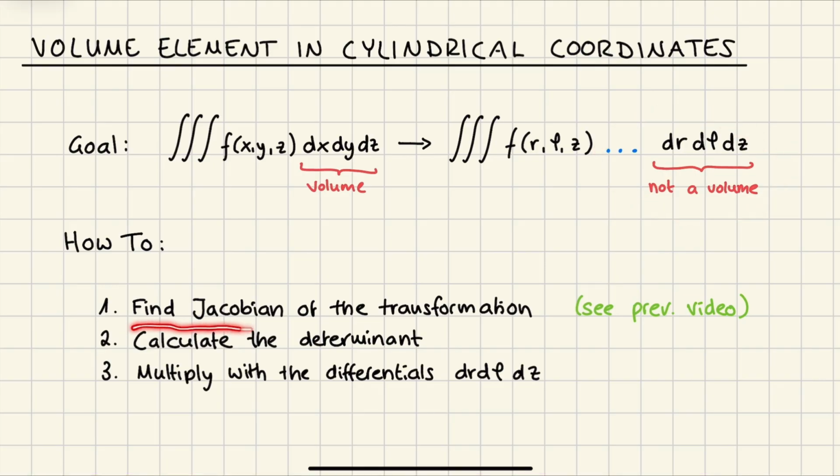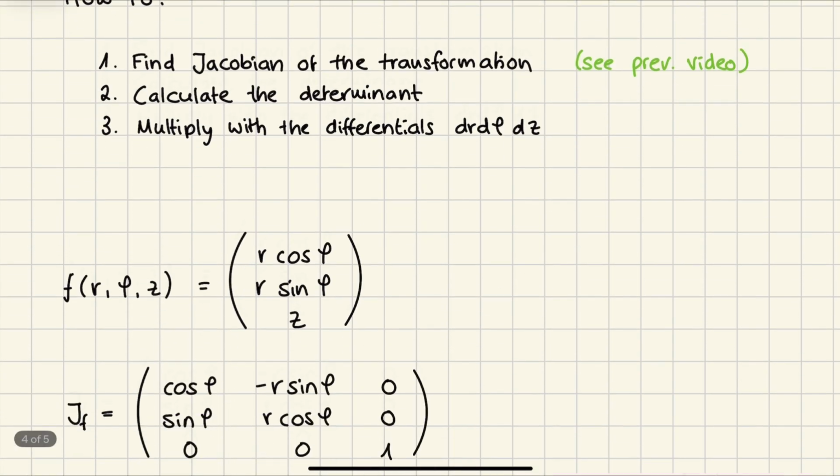Firstly, we're going to have to find the Jacobian for the transformation. We already did that in the previous video, and I'm going to link that in the description down below, so we can treat the Jacobian as given for this one. And secondly, we're going to calculate the determinant of that Jacobian. And thirdly, we're going to multiply that determinant with the differentials of this integral. So let's do exactly that.